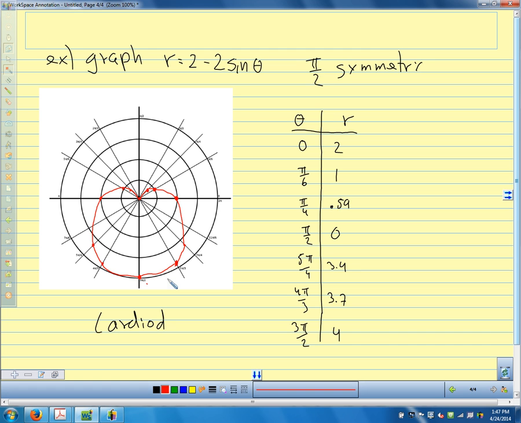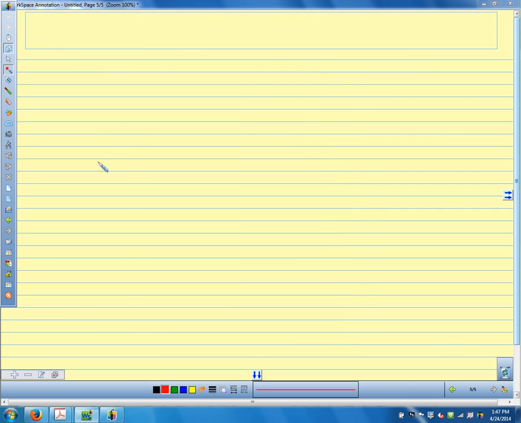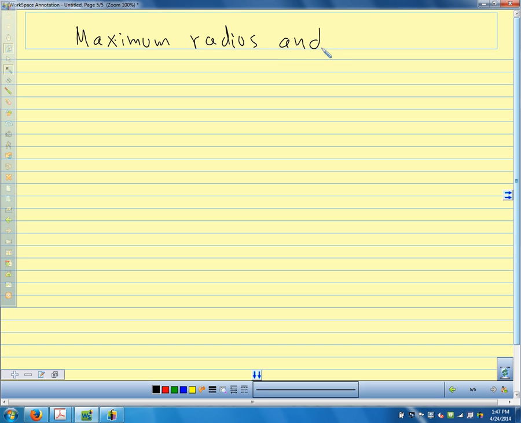Okay, I want to talk about a couple of other tools that we can use for sketching graphs. Then I want to talk about some special polar graphs that we should become familiar with. And then we'll talk about using our calculator, because our calculator does some nice things with polar graphs. A couple of other things that we can use to help us graph polar functions are maximum r values, so maximum radius, and zero radius.